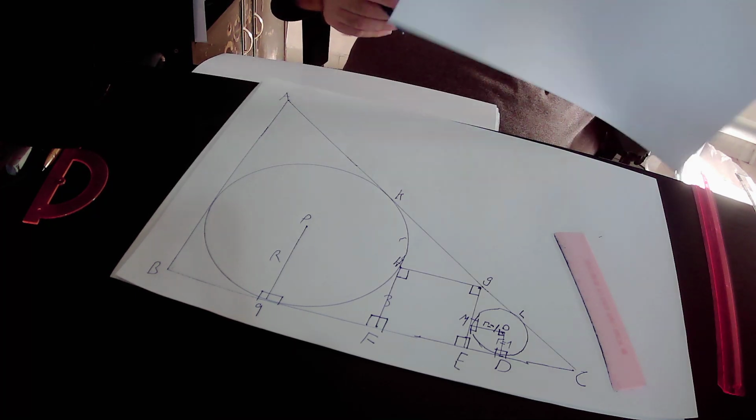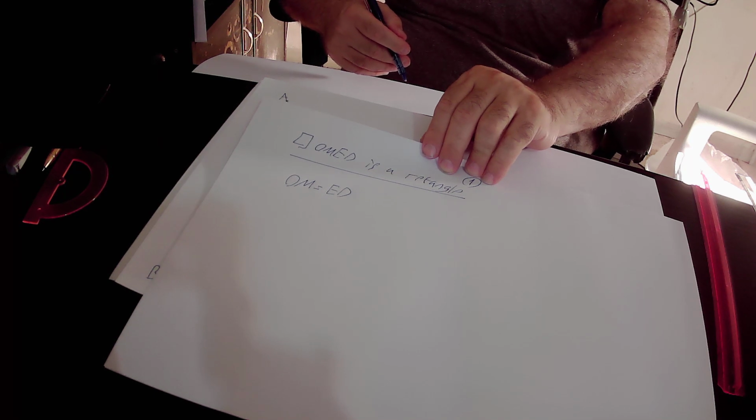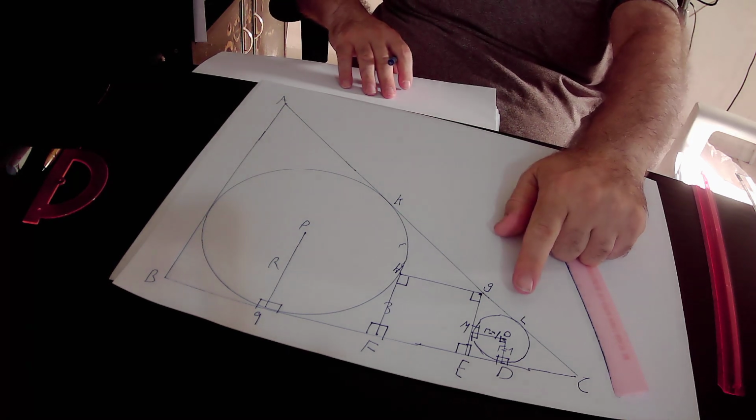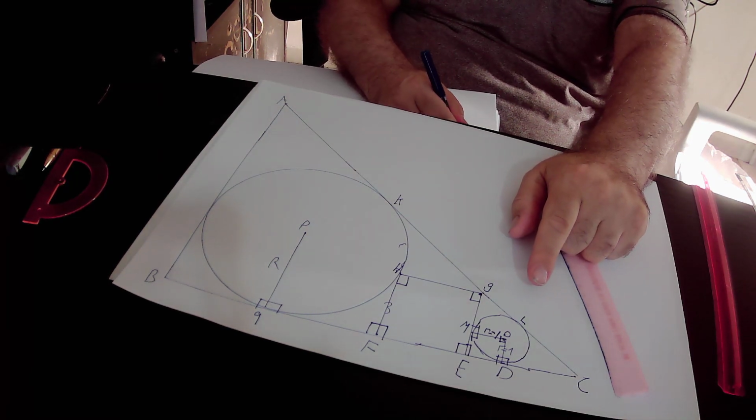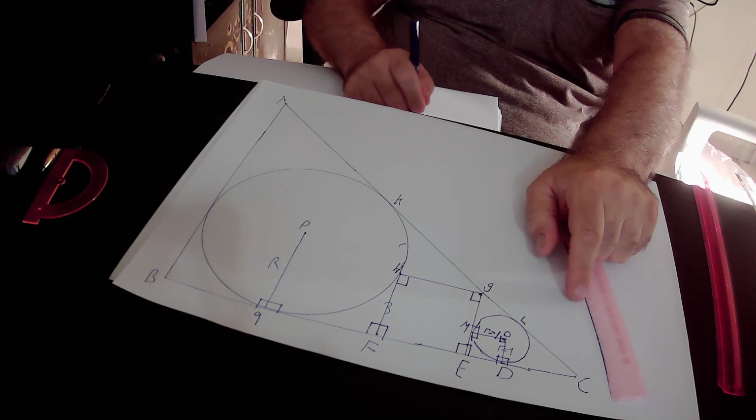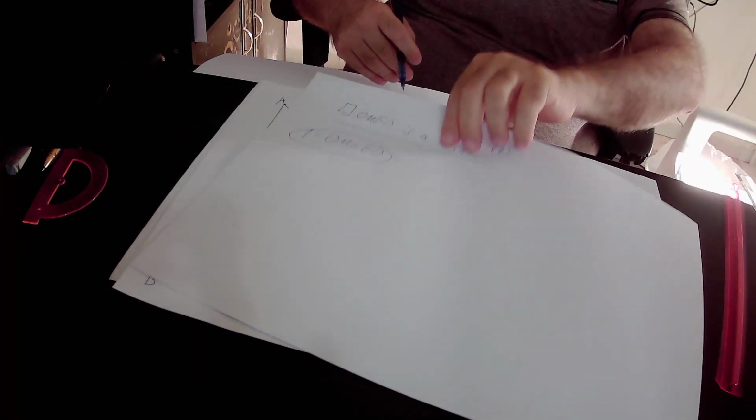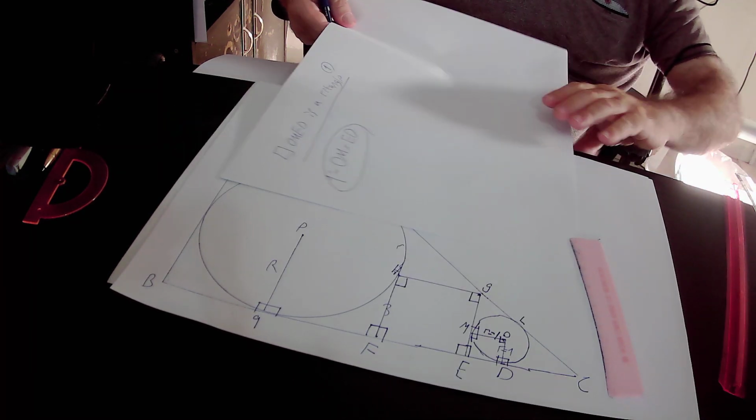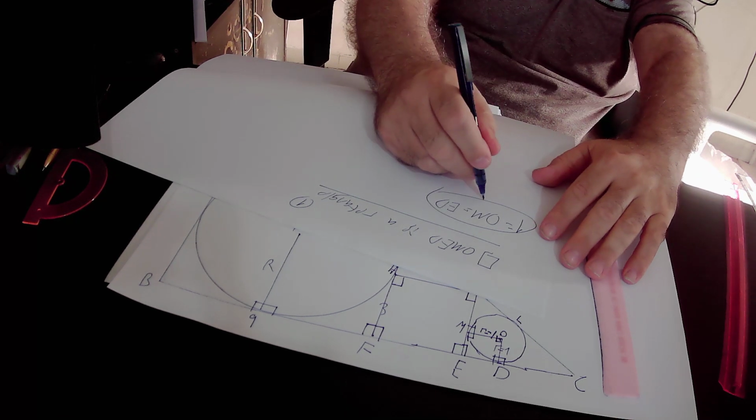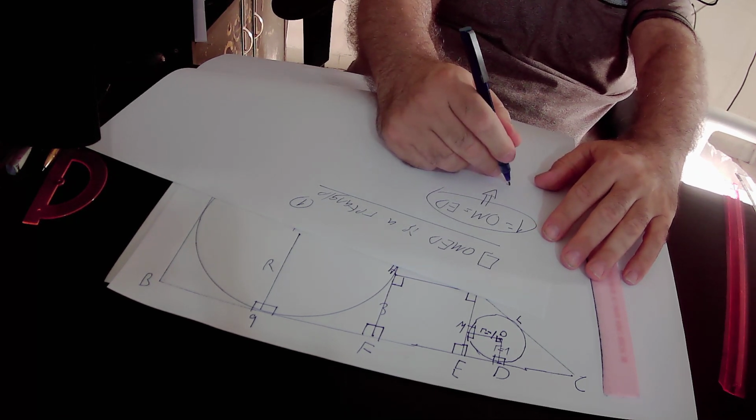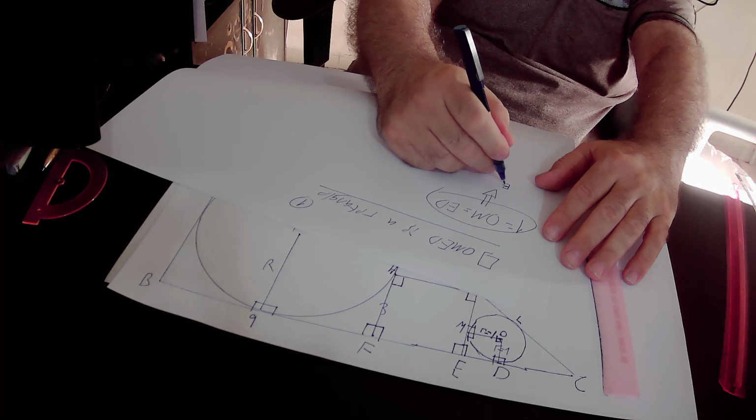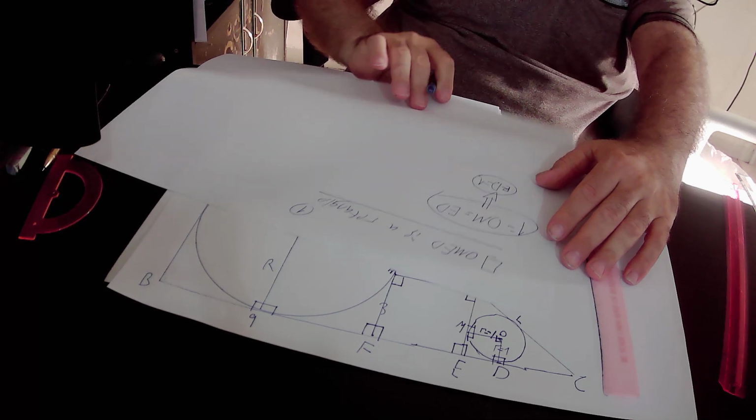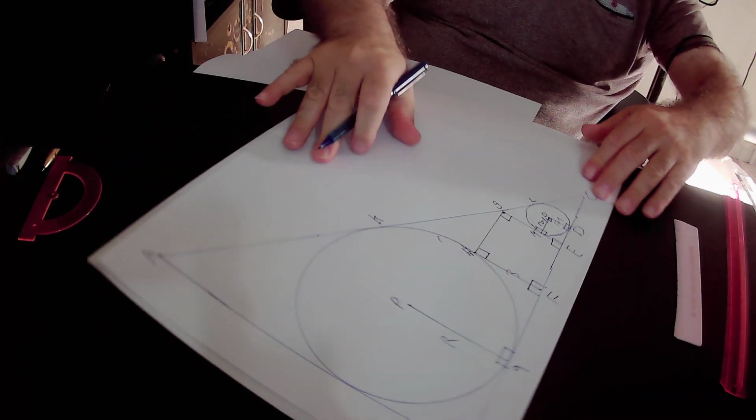Okay, OM equals ED according to the rule that the opposite sides of a rectangle are equal to each other. But we know that OM equals 1, so we can write here that OM equals 1. And from this equation, 1 equals OM equals ED, we derive that ED is also equal to 1 unit. So I can write here that ED equals 1 unit.